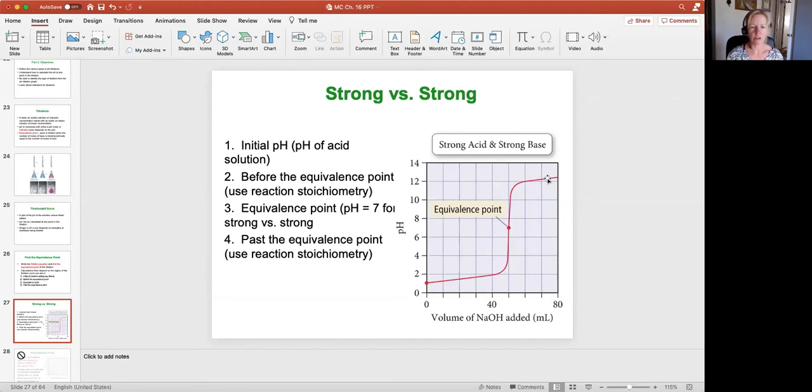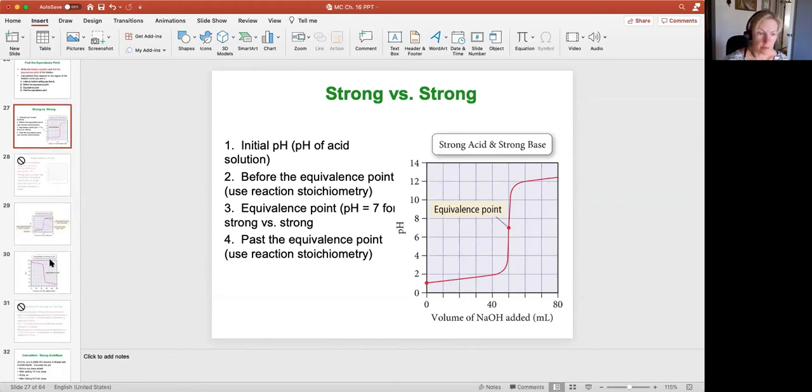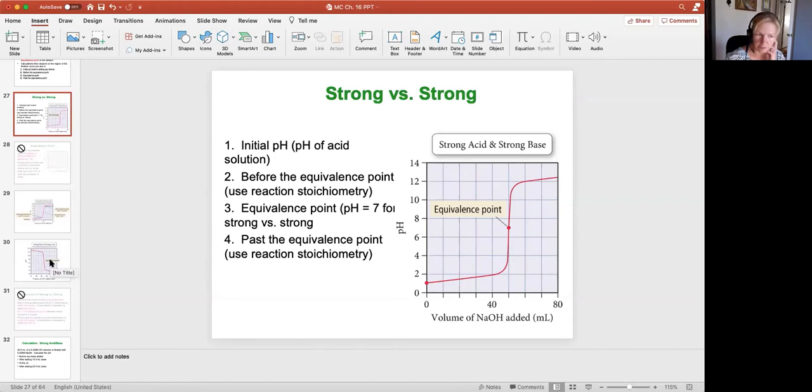So strong acid, strong base is our easiest. You can recognize it from the graph because it has this really flat region here, a really steep point at the equivalence point. Your equivalence point is always going to be at pH 7, and then this pretty flat plateau right after the equivalence point. So that's going to tell you that you have a strong acid, strong base. I'm just going to go through what these look like first, and then we'll come back and we'll talk about the calculations that are going to be involved.